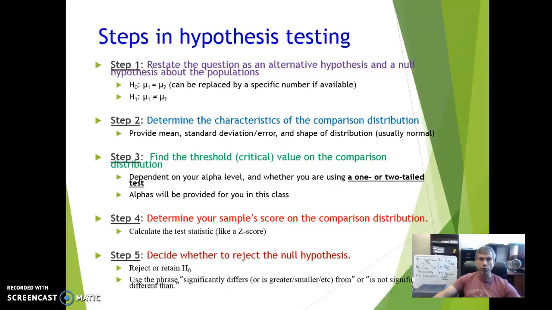Step 3, those threshold or critical values, again, I'm going to provide those for you. So you really just have to copy those down, but the actual basis there is where are the edges of our region of rejection. This is based on the alpha level we choose and whether it's a 1 or a 2-tailed test. Then we calculate our test statistic, which in this case is going to be a z-score.